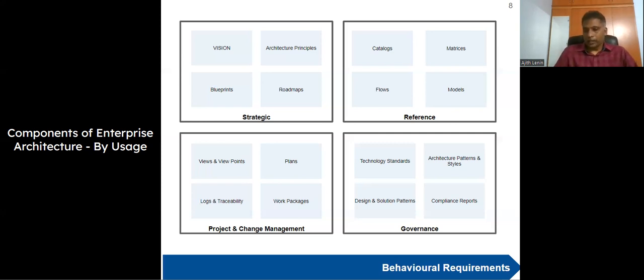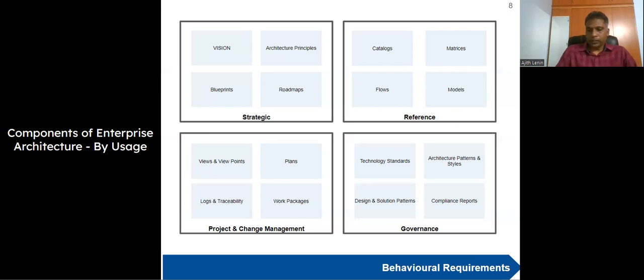comes in. Governance aspect, when we look at governance aspects, technology standards, architecture patterns and styles, design patterns, solution patterns, etc. And then compliance reports, etc. are the typical components that come in for governance, right? So I just wanted to give a quick view of this.